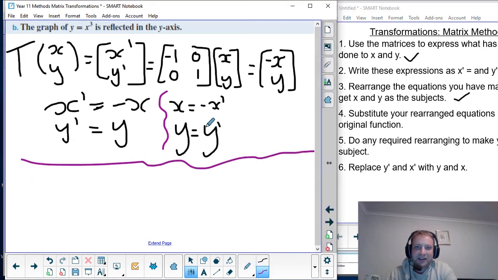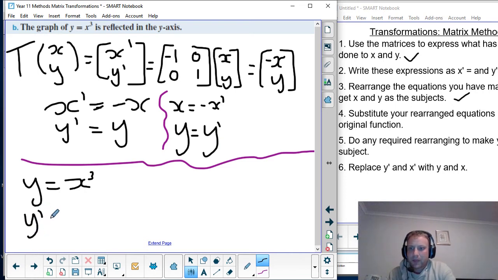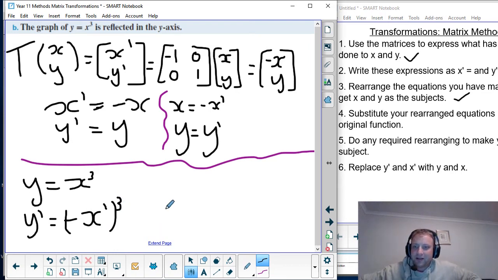Now that we've finished clarifying our matrices and rearranging stuff, we go back to our original equation, which was y equals x cubed. And then we need to substitute these elements into that equation. So we've got y dash on this side, and we've got negative x dash. Put that in brackets and we'll say it's cubed. So I've turned my x into a negative x dash.